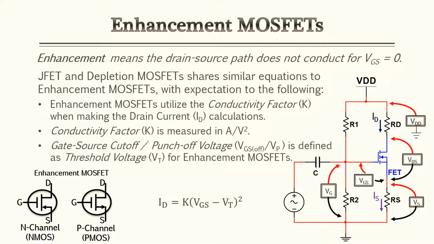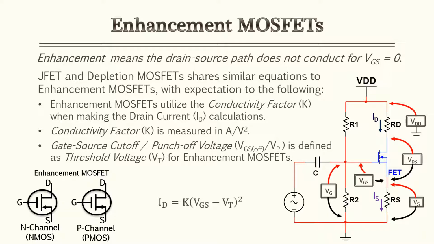Now, unlike depletion, enhancement means your drain source path does not conduct for a gate source voltage equal to 0. So what does this mean? It means these MOSFETs are actually ideal for logic devices. If you utilize your microprocessor with these MOSFETs, you can use these FETs as a switching device or a relay, in a sense. You can apply 5 volts to the gate to operate this MOSFET.